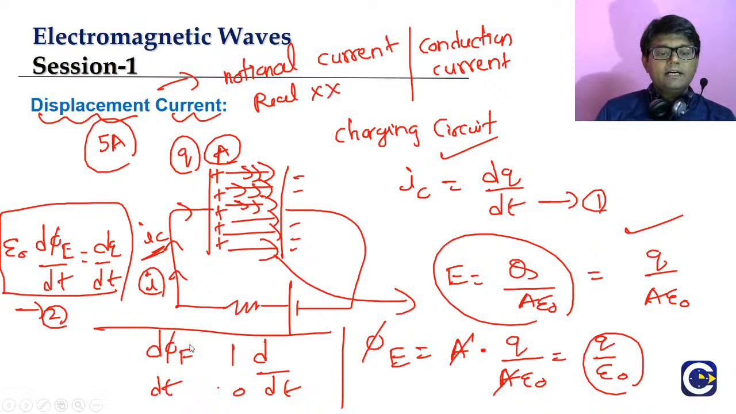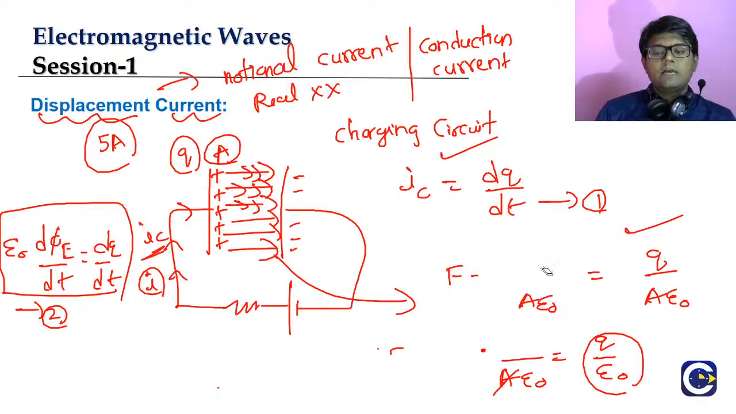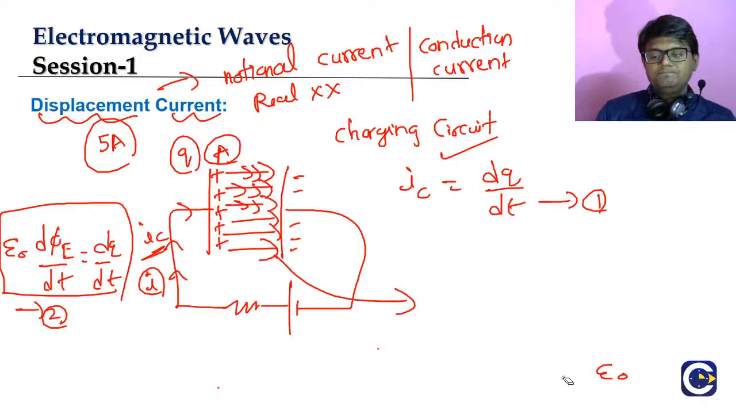So we'll just do the conclusion step. We got two equations, right? What are the two equations we are having? First is the equation for the conduction current. Second is the same dq by dt value in terms of electric flux.